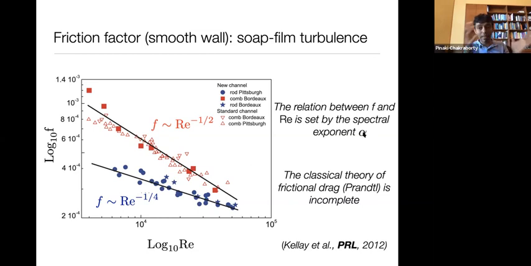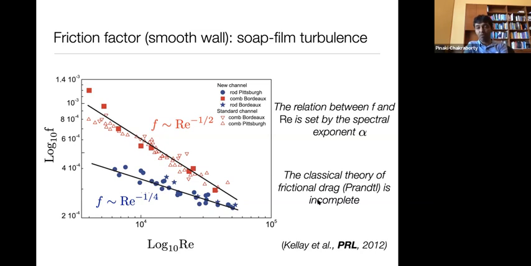So the relationship between friction and Reynolds number, I think these experiments nicely illustrate, is set by the spectral exponent. And note that none of these ideas of the connection with the energy spectrum is there in the classical approach by Prandtl and von Karman. So from that perspective, we must recognize that that approach is incomplete.